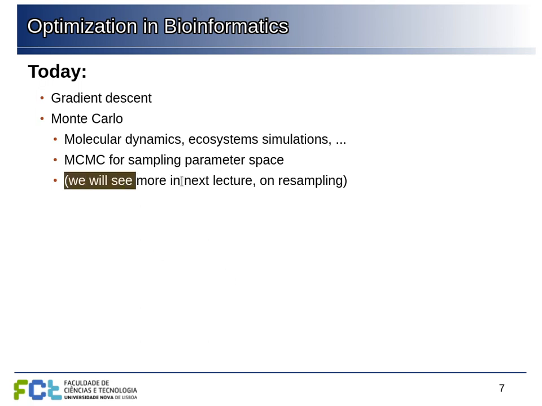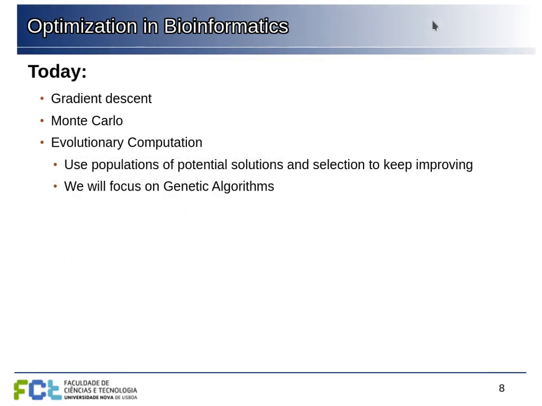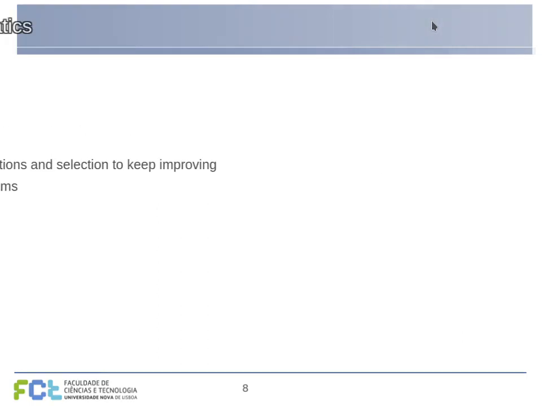We're also going to see more about Monte Carlo methods in the next lecture, when we're going to focus on resampling. The idea there is similar to the example I'm going to give, but it's not quite obtaining an optimal solution, but using Monte Carlo to get statistics on parameters and things like that. We're also going to look at evolutionary computation. The idea is to use populations and selection inspired by biological evolution to improve solutions, and we're going to focus specifically on genetic algorithms, and we're going to look at multiple sequence alignment as an example.